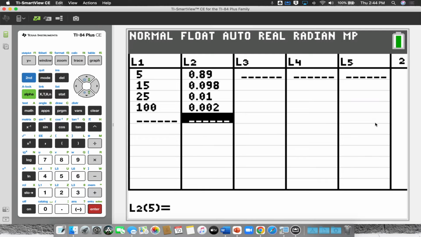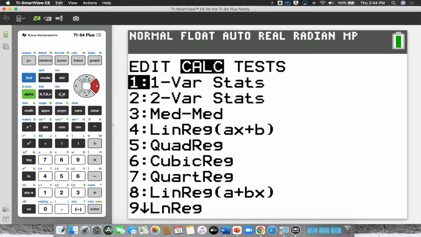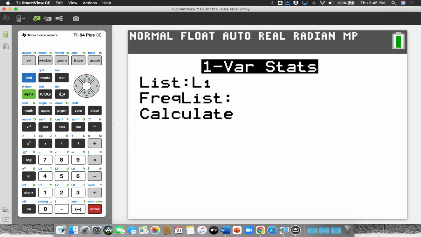The second thing is you're going to go to stats. Most of the time when we calculate things in this class, you're going to go to statistics. Then we're going to go to calc because we want to calculate something. We're going to hit 1-Var Stats. The list it's asking for is your random variables. Wherever your random variables are, that's the list you use. I have them in L1, so I'm going to put L1.